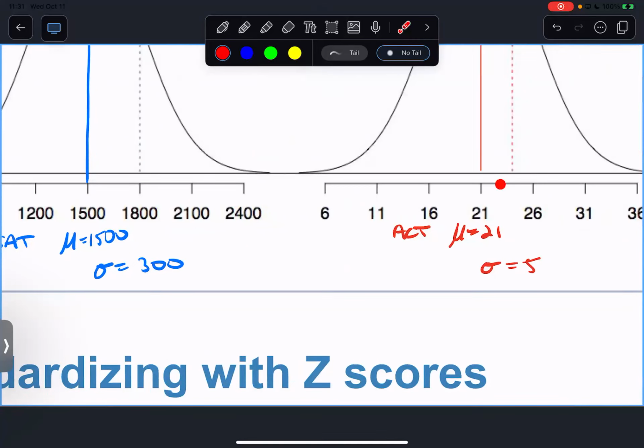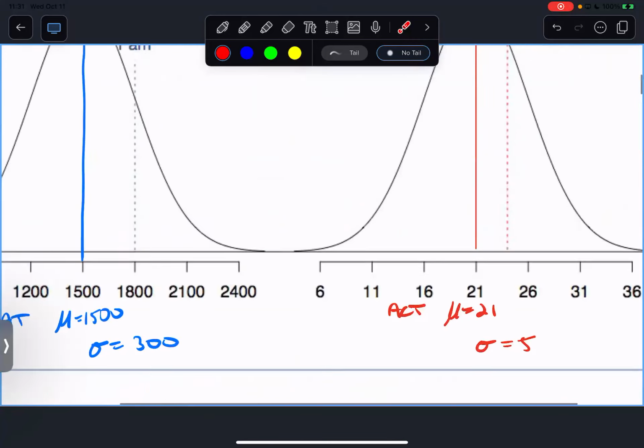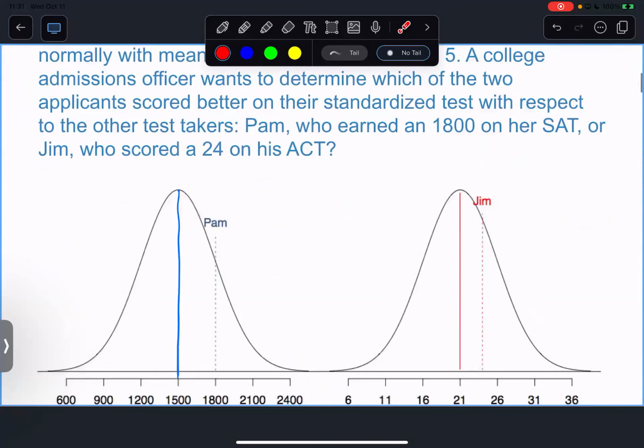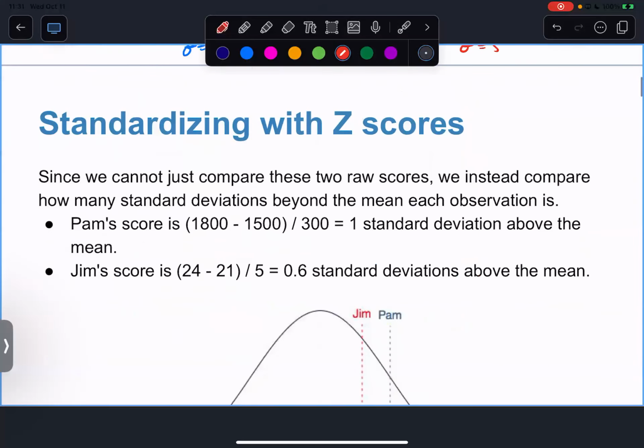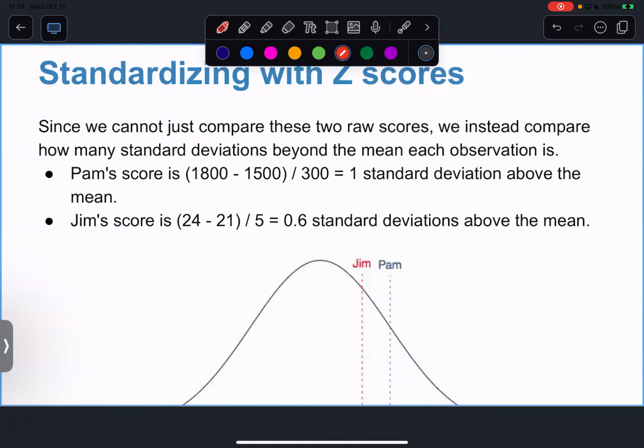If I wanted to know how many standard deviations his score, which was 24, is above the mean, I'll put that on here. How many standard deviations is 24 above 21 if the standard deviation is 5? Now I've got a distance of 3 over 5. Oh boy, not very nice, but less than 1, yeah? It's all worked out here, so that's why I'm not writing it down.